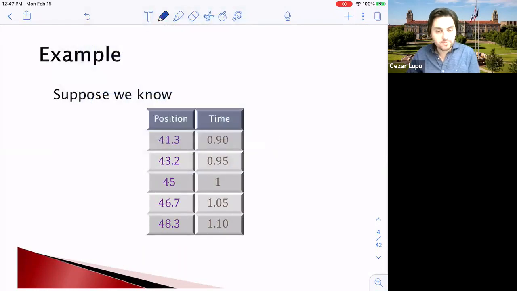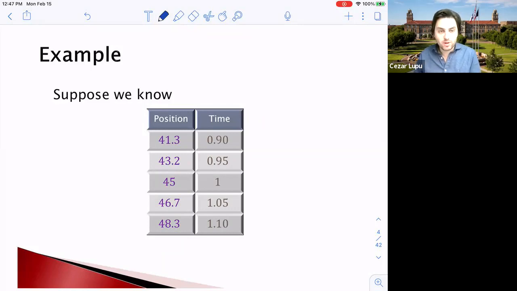So we have the position, and we also have the time. Suppose that at 41.3 feet, the time is 0.9 seconds. At 43.2, we have 0.95. At 45, we have 1. And then at 46.7, we have 1.01. And also at 48.3, we have 1.10.